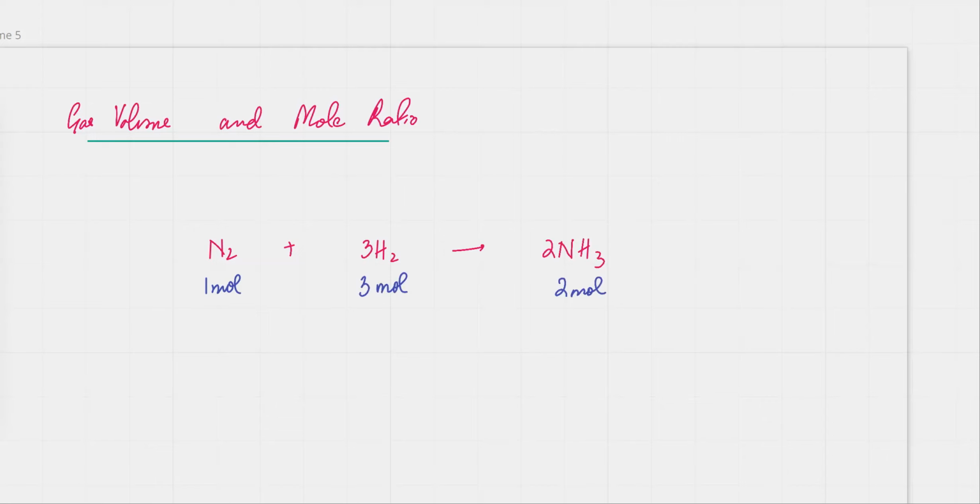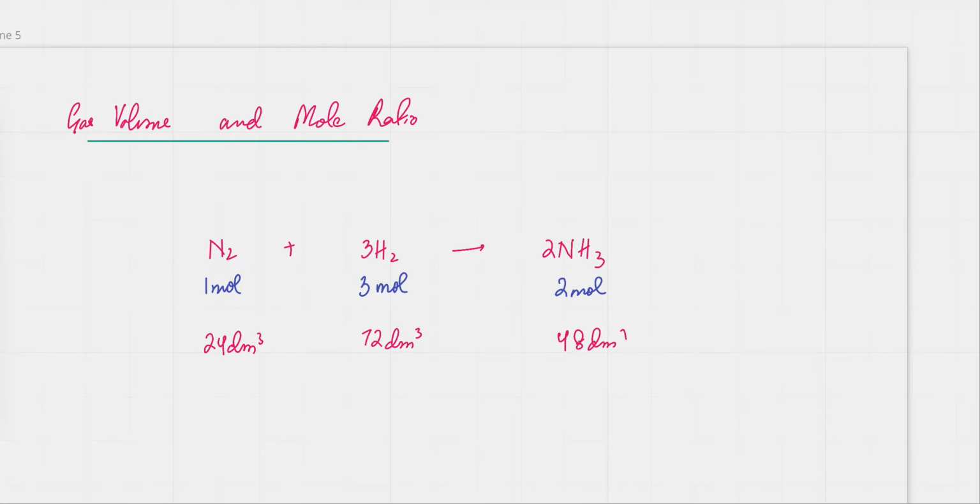And let's say it's actually 1 mole of gas that's reacting. So what is it? It's 24 dm cube of gas reacting with how much? 72 dm cube, like 3 moles of gas is 72 dm cube, and producing 48. What is 2 moles of gas? That would produce 48 dm cube. So is this clear so far?